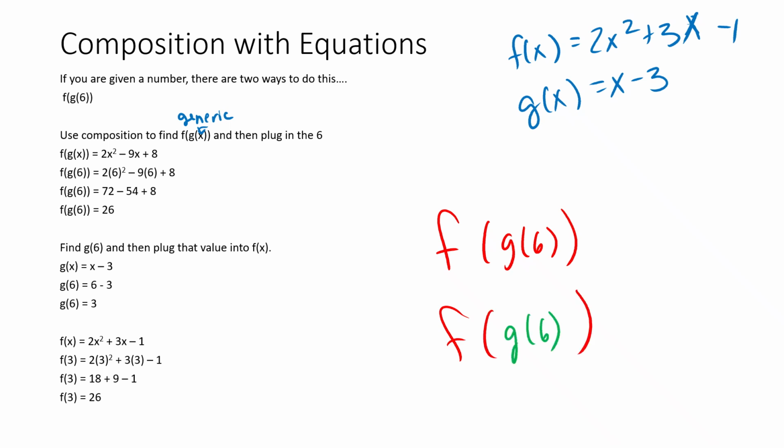G of 6. So you can go ahead and find g of 6. That's a pretty simple calculation. That is right here. So g of 6 is just 6 minus 3, or 3. Okay. And now instead of having f of g of 6, you now know that g of 6 was equal to 3. Just found that right there. Okay. G of 6 is equal to 3. So now find f of 3.